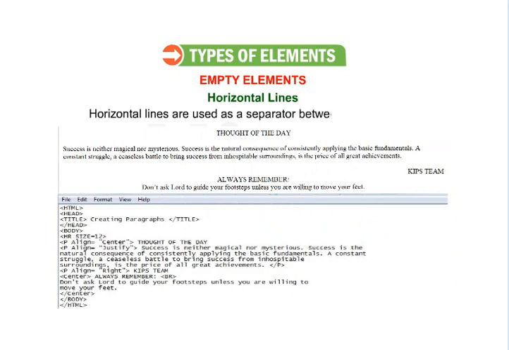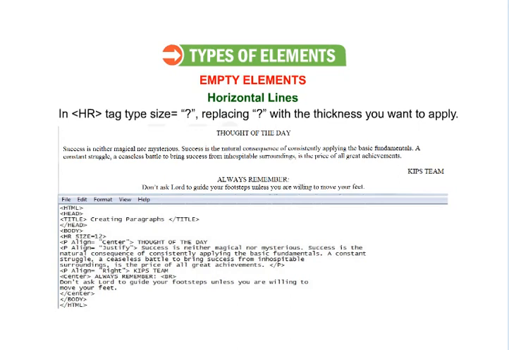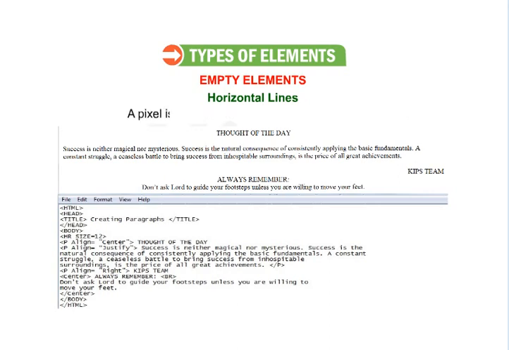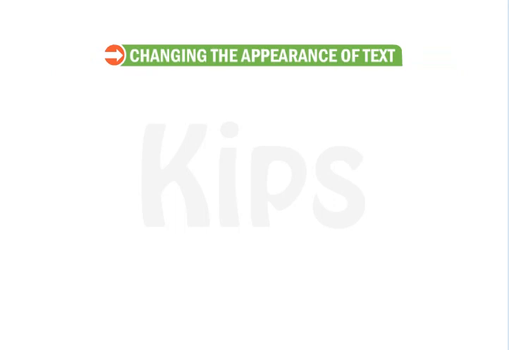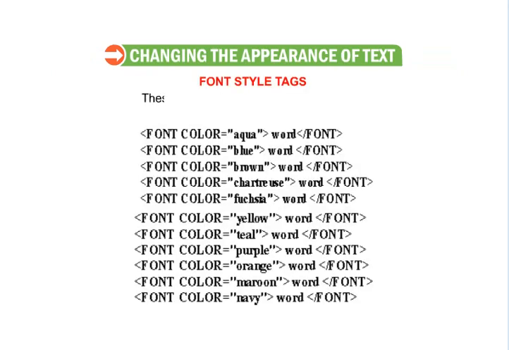Horizontal lines. Horizontal lines are used as a separator between blocks of text. The HR element draws a horizontal line across the page. Type HR when you want to insert a horizontal line in between the text. We can also specify the size attribute in the HR tag to define the thickness of the line. In the HR tag, type size equals ?, replacing the question mark with the thickness you want to apply. The size attribute of HR is given values in terms of pixels. A pixel is equal to dividing an inch into 72 points. Syntax: <HR>.